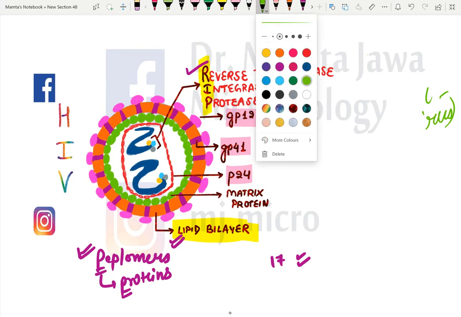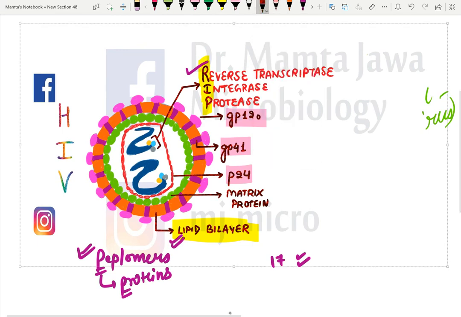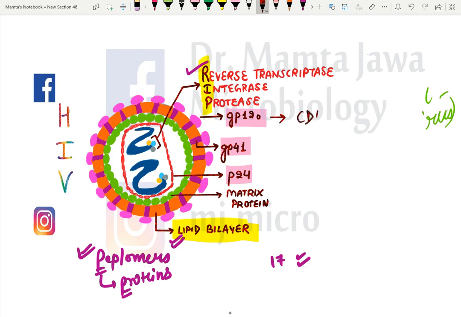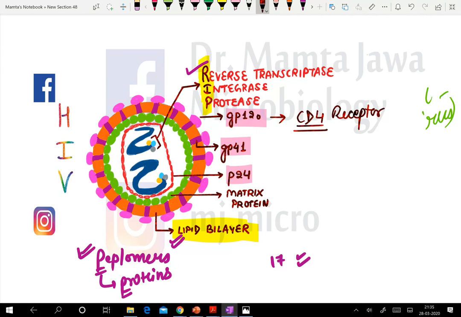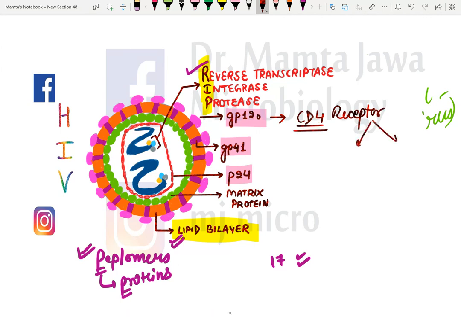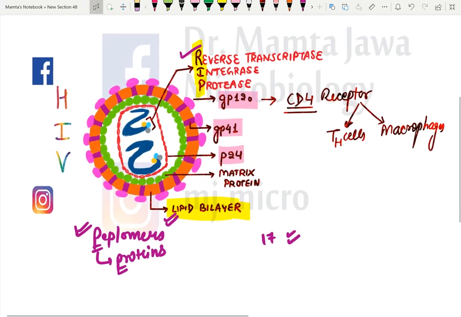Now, GP120 is going to help the virus attach to the CD4 receptor on the host cell. Now, two important cells which are decorated with this receptor are the T helper cells and the macrophages. There are others also, but I'm considering the most important cells which are the targets of this particular virus, right?